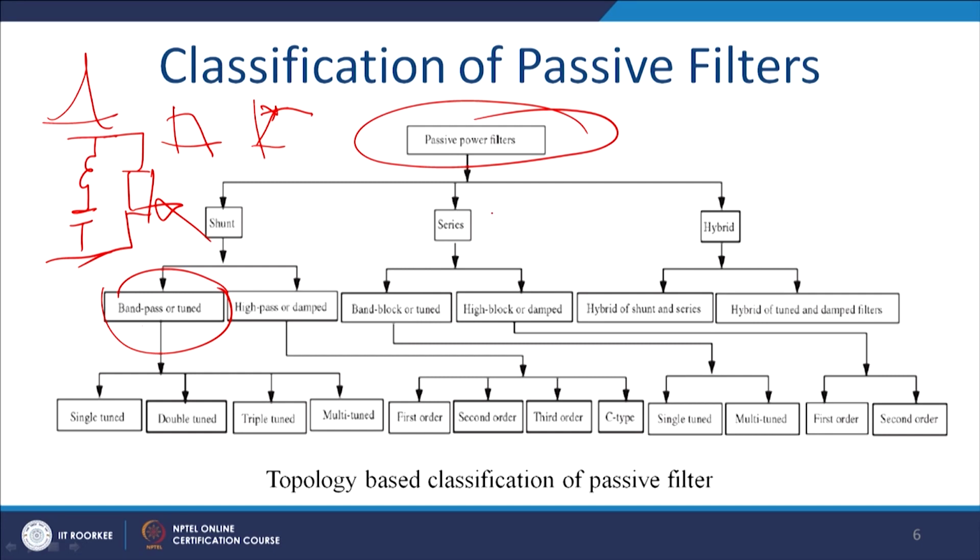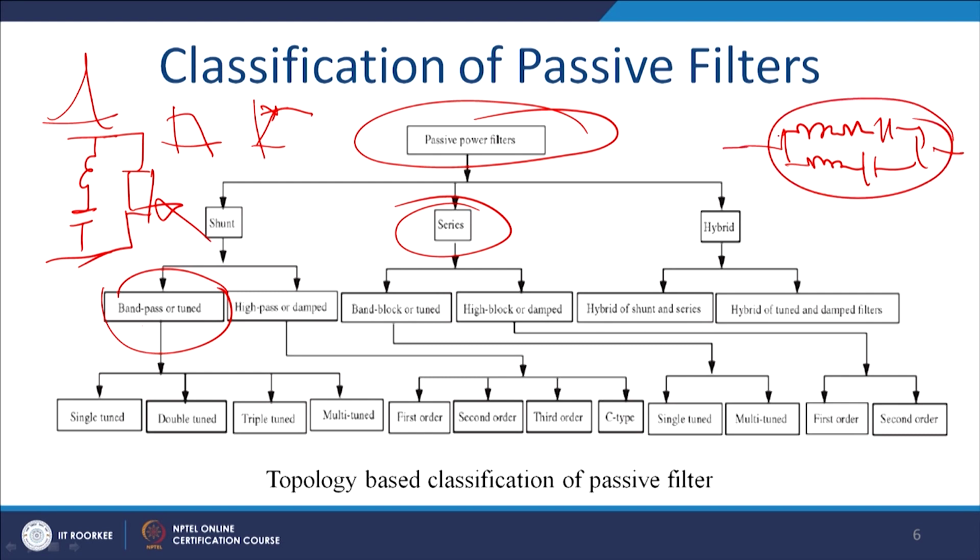Same way we can have series passive filters, that will be the band block or the tuned. So, you will connect this inductor and the resistance capacitors and thereafter this capacitor, and this can be connected in series. So, ultimately it can have a band reject. If it has a selectivity, it only passes particular harmonics. So, it is band block or tuned.